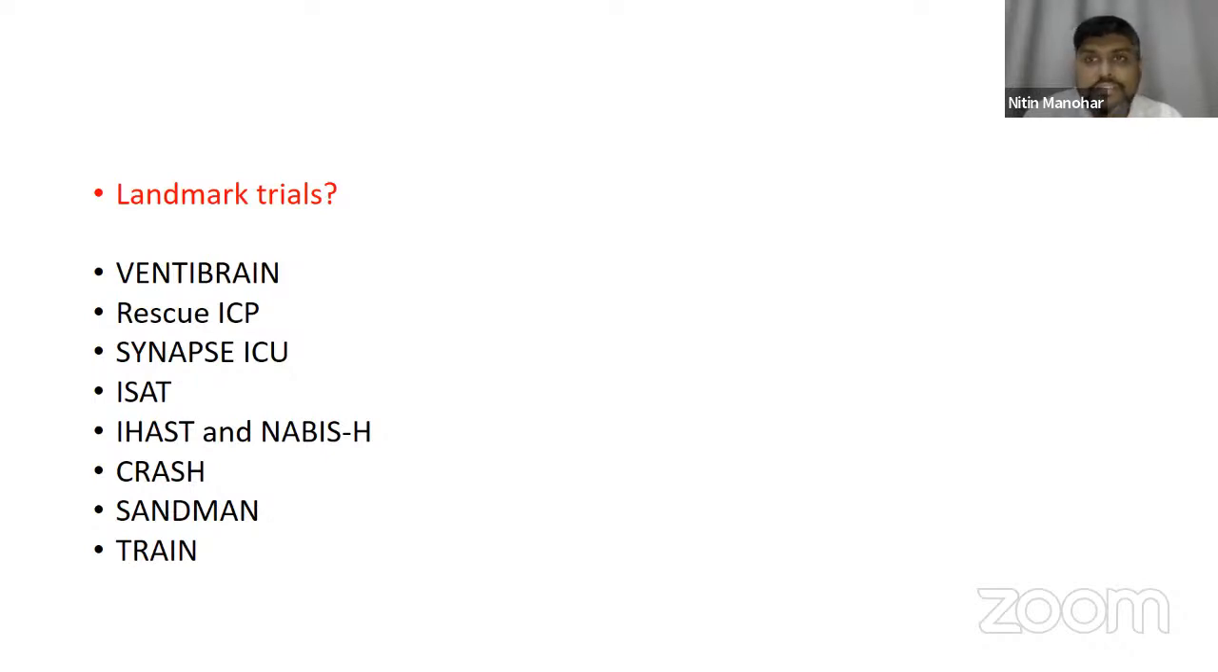CRASH, we have already discussed. No steroids, and tranexamic acid can be used in trauma patients. SANDMAN is one more trial which is going on. I think it is about sedation and analgesia practices in neuro ICU. We don't know exactly what the answer for that is. Hopefully TRAIN and SANDMAN and VentiBrain can give us more answers.